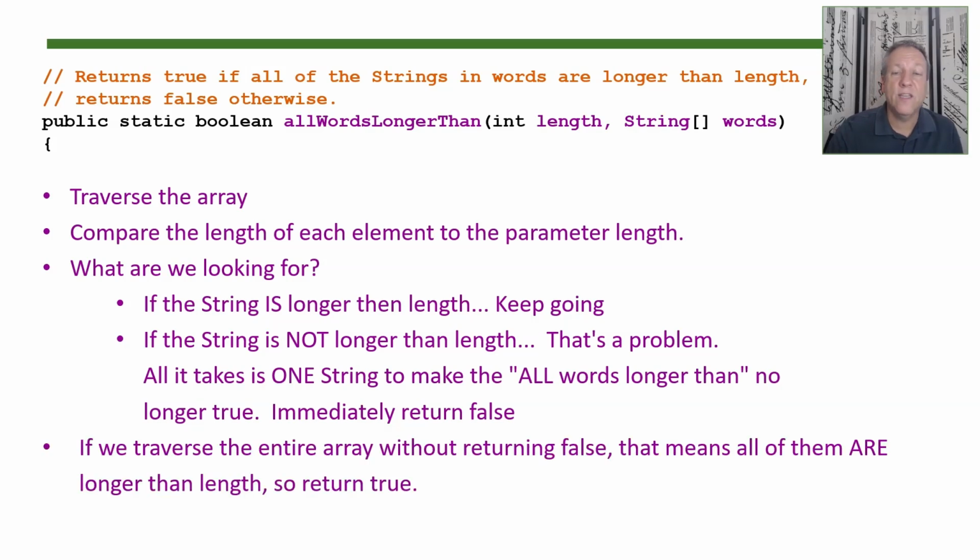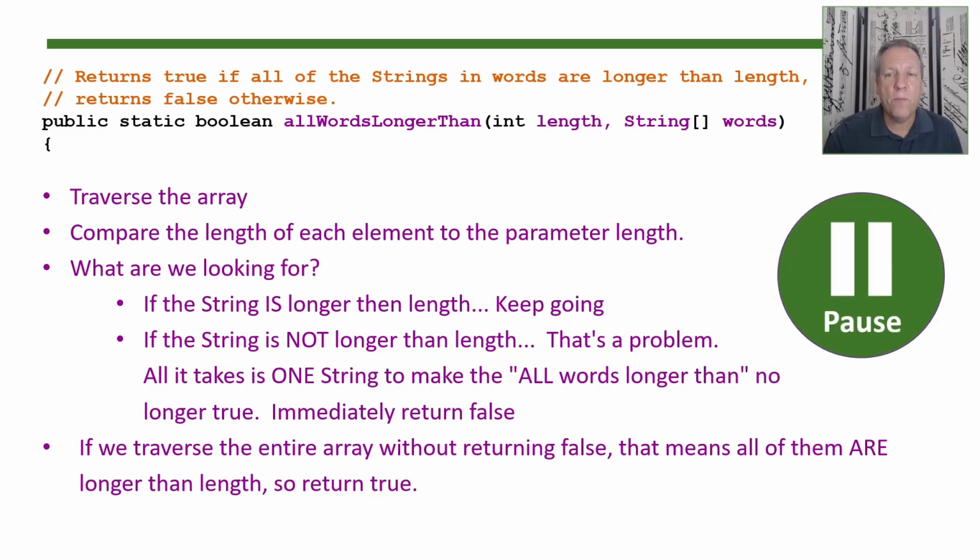If we traverse the entire array without returning false, well, that means all of our strings are longer than length, and we can return true. So that's our algorithm. Can we turn this into code? Feel free to pause here if you want and take a crack at this implementation. Okay, let's do this together.